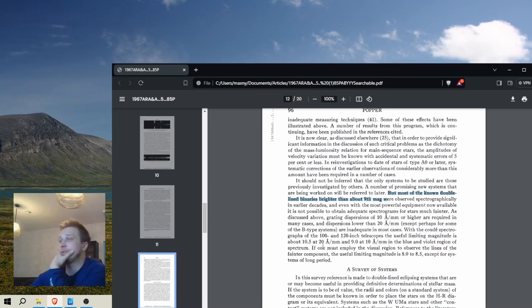With the Coudé spectrographs of the 100 and 120-inch telescopes, the useful limiting magnitude is about 10.5 at 20 angstrom per millimeter and 9 at 10 angstrom per millimeter in the blue and violet region of the spectrum. If one must employ the visual region to observe the lines of the fainter components, the useful limiting magnitude is 8 to 8.5, except for systems of long period.